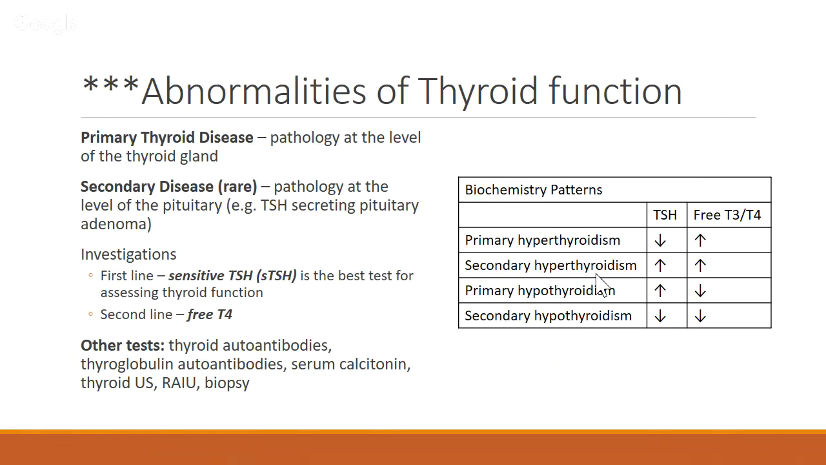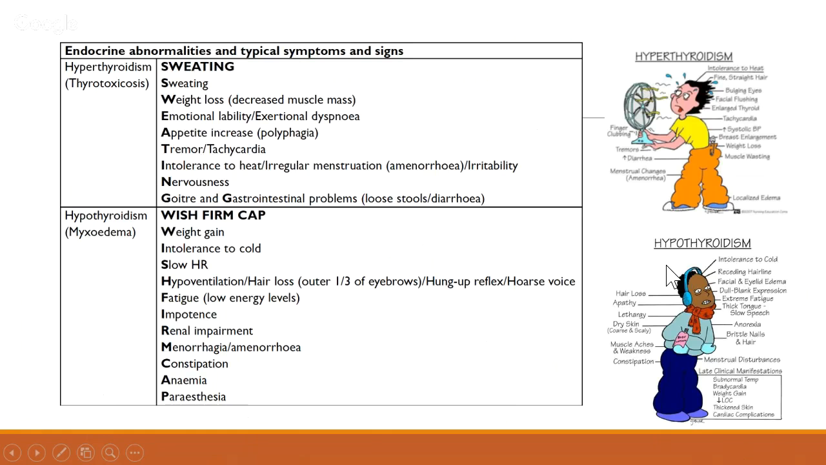Okay, so how to fill out this table? Essentially, you just look at the condition. If it's hyper or hypo, you start off by filling up the free hormone column. So in primary and secondary hyperthyroidism, you're going to get high T3 and T4. And then after that, you work out what the levels of the other hormone is. So in primary hyperthyroidism, you're going to have negative feedback by the pituitary, so TSH will be low, whereas in secondary hyperthyroidism, it's going to be high, and vice versa.